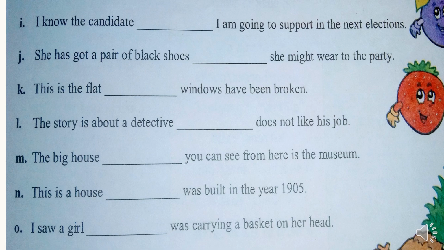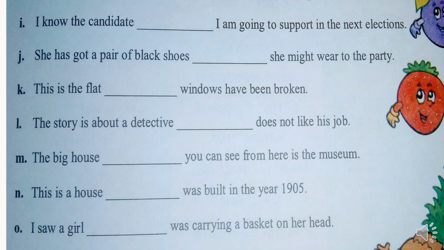M. The big house that you can see from here is the museum. House is a place. This is the house that was built in the year 1905. Again, house is a place and you have to use the relative pronoun that we use for objects, ideas and places.